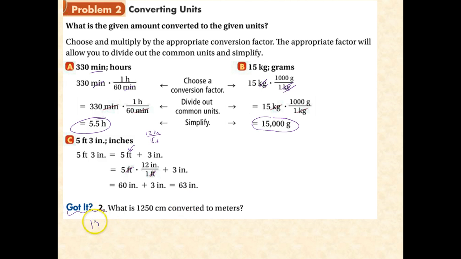Alright, well, we know that 100 centimeters equals 1 meter. If we've got 1,250 centimeters, I want to multiply by a conversion factor that has centimeters in the denominator. So that's going to be 100 centimeters to 1 meter. And then my centimeters will cancel. And I'm doing 1,250 times 1 divided by 100. When I divide by 100, it just moves my decimal place back twice. So that's 12.5 meters.